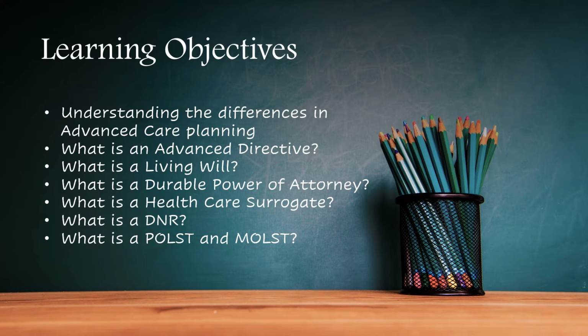The learning objectives will consist of understanding the differences in advanced care planning, what is an advance directive, what is a living will, what is a durable power of attorney, what is a healthcare surrogate, what is a DNR, and although not used often, it is important to know what is a POLST and/or a MOLST.